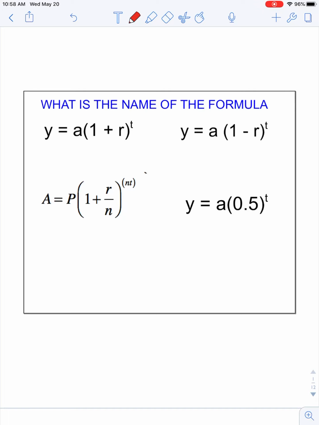So here we go. The first thing we're going to look at is, what is the name of the formula? Well, because this has 1 plus r, our rate, this is exponential growth. That's just different from this formula right here, which has 1 minus the rate. So that is exponential decay. Okay? Now, we have two other formulas that we need to use. And I noticed on the quiz that some of you did not use the right formula in the right situation.